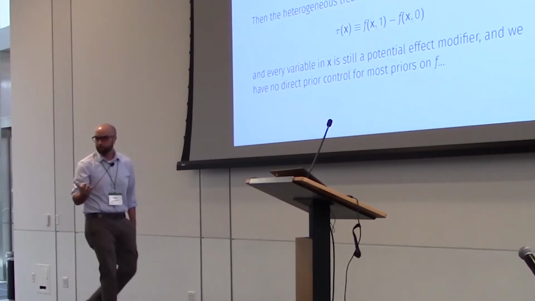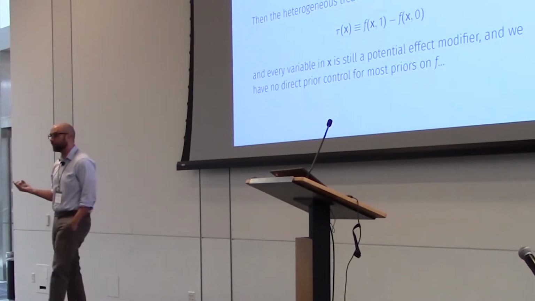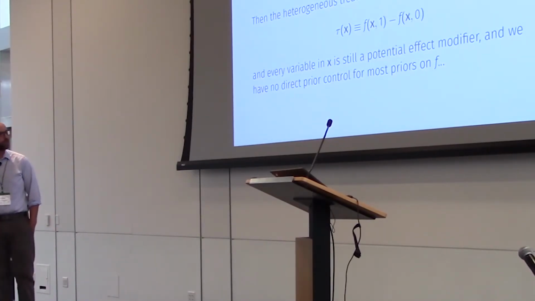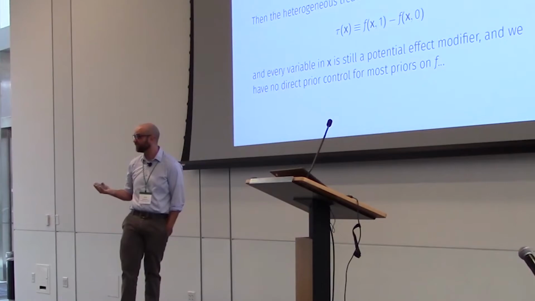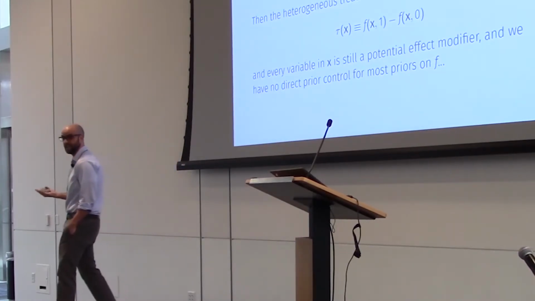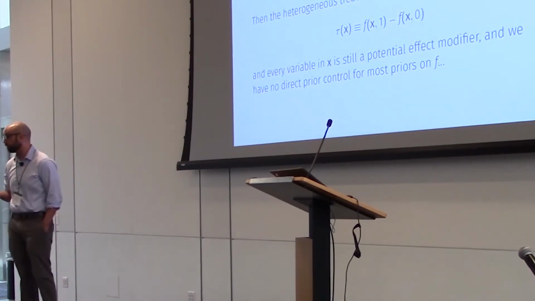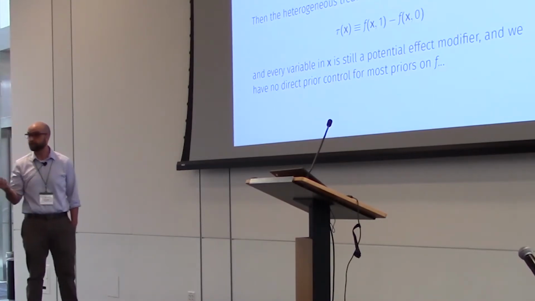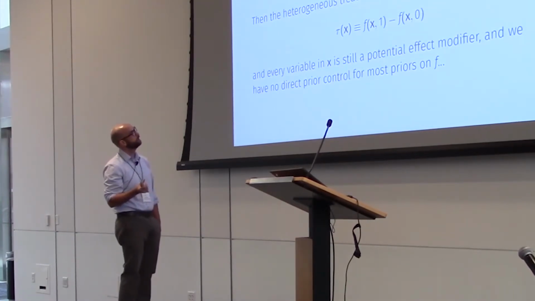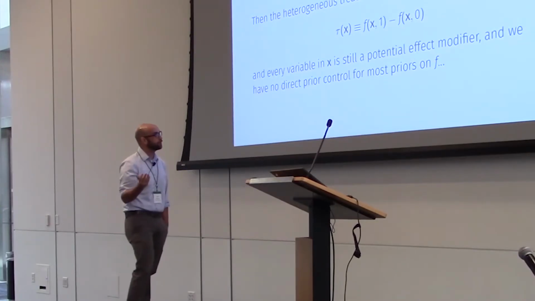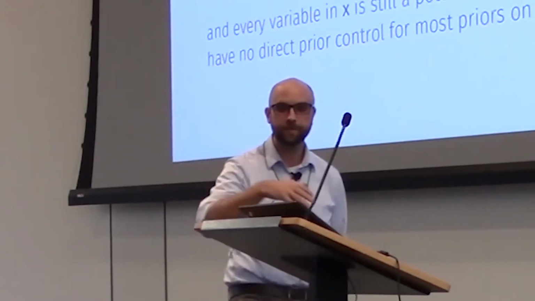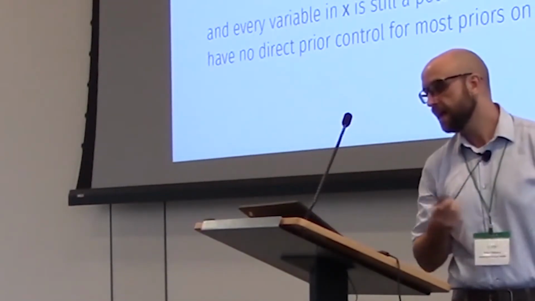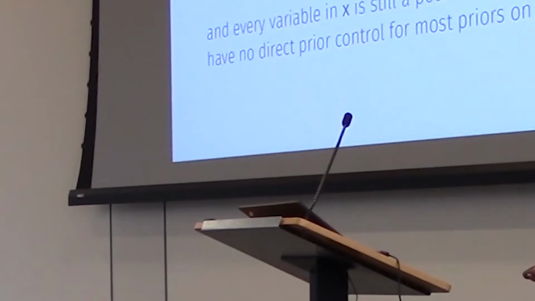I really haven't solved my problem, right? I still have no direct control over that function. I have no direct prior control over that. For a lot of nonparametric priors we might like to use on f, we actually don't really know what the prior distribution on tau of x is going to look like. Okay? In particular, for something like Bayesian additive regression trees, I have no idea what that induced prior looks like, except I know that it seems to do something reasonable. I also still have the problem that every variable in x is still a potential treatment effect modifier, right? I have no way to say that some of these variables are only determining the level of y and not the effectiveness of treatment.